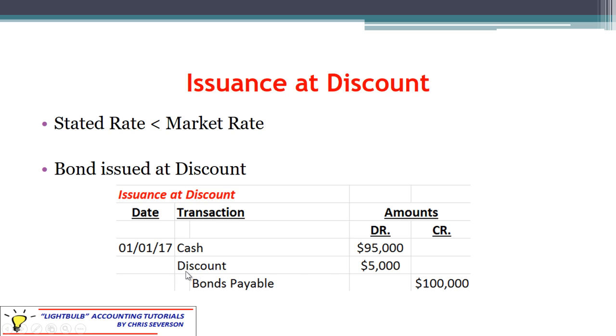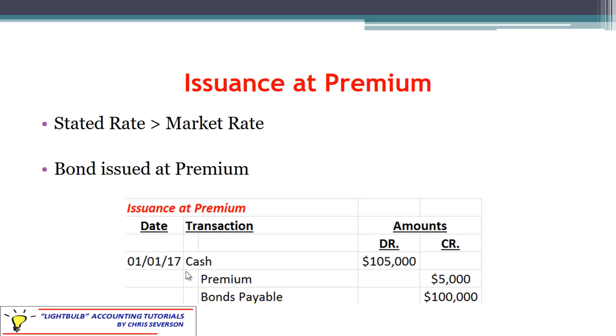That $5,000 goes to an account sometimes referred to as discount on bonds payable. It is a contra liability account, which means it offsets the liability account. A liability account has a normal credit balance, but a contra liability account will have the opposite normal balance. It'll have a debit balance. So by debiting this discount, we are increasing the contra liability account, but indirectly, as we'll see in a few slides, on the balance sheet, this offsets the value of that bond. So we'll see that in just a bit.